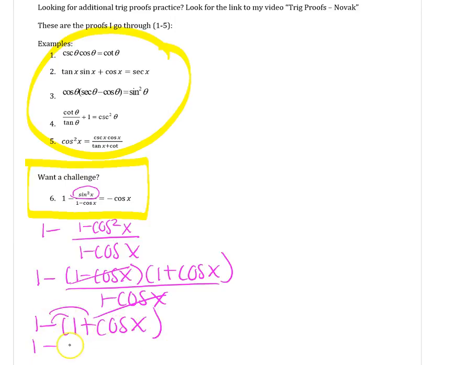Distribute the negative. 1 minus 1 is 0, and that gives me negative cos of x. There is another way to do it. I actually did it the harder way the first time I looked at this proof. I changed this to 1 minus cos of x over 1 minus cos of x, and actually subtracted the fractions. It will work. It takes a little bit longer though. So I'm curious what everybody else thought of if they tried this one. All right, so good luck studying.